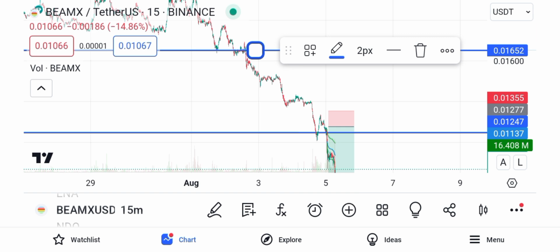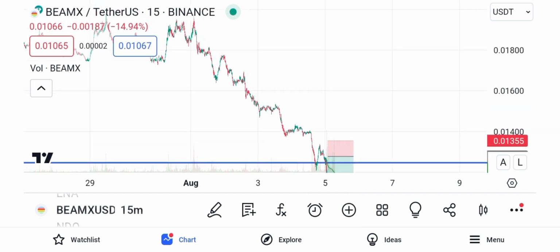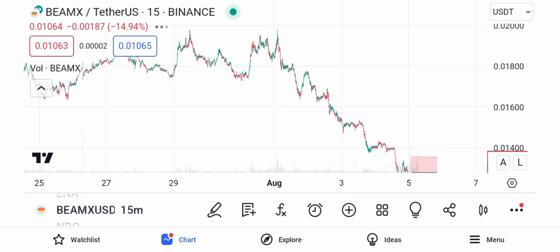Then another thing that you need to take into consideration before entering into a market is market structure. What is market structure? Market structure is the movement of price towards any direction, either high or low. For instance, the market structure of this current coin here is a downtrend. If you look from this top here, you can see everything is going down, going down, going down. So it is in a downtrend structure.